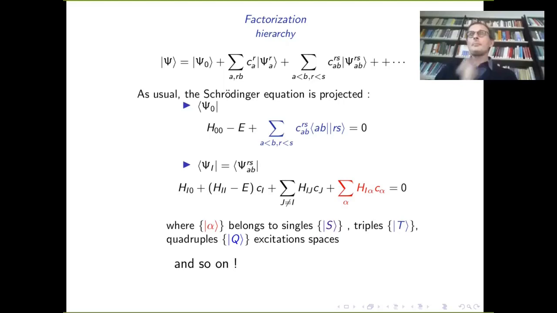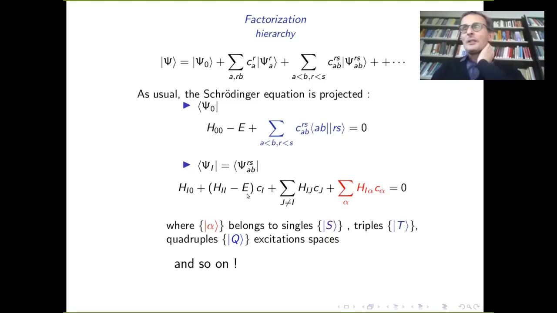Well, if you expand more the wave function and project that onto, in particular, the double excitation, you may end up with something that looks like that, and that's something that I would like to highlight or detail a little bit more. So this is just rewriting the Schrödinger equation, projecting onto the double excitation. So capital I in this context stands for a double excitation, AB to RS.